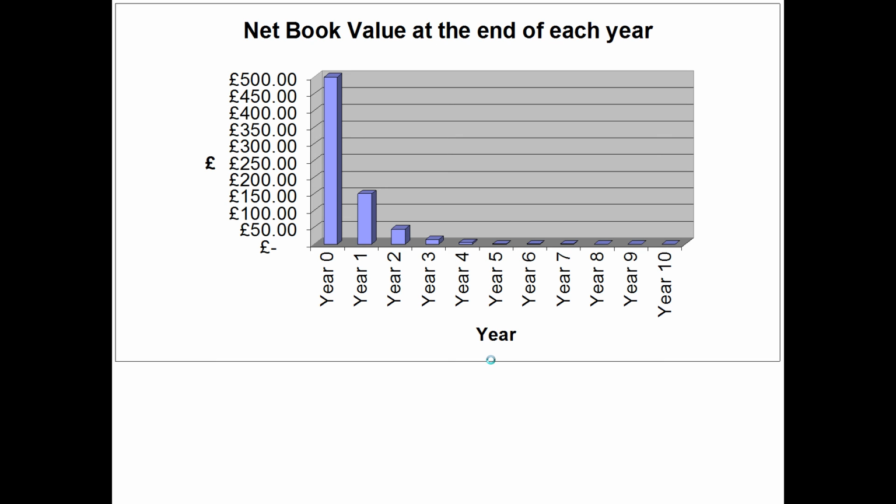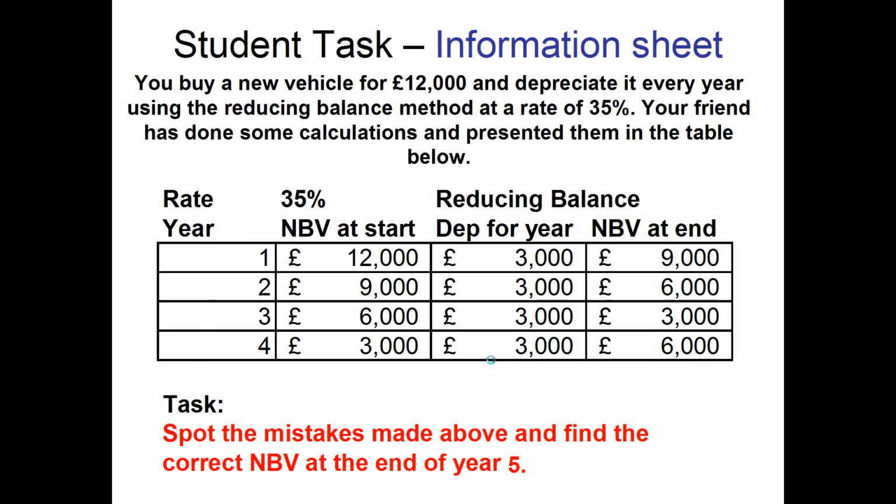You buy a new vehicle for £2,000 and you depreciate it every year using the reducing balance method, and the rate is 35%. Your friend has done some calculations and presented them to you in a table. Okay, so choose a friend, someone who's doing accounting with you, and this is the information they give you. Now, clearly from the information, the task is, as it is in red, it says spot the mistakes made and find the correct net book value at the end of, I put year 5. I know year 5 isn't on there, but I'll show you a pro forma in a moment.